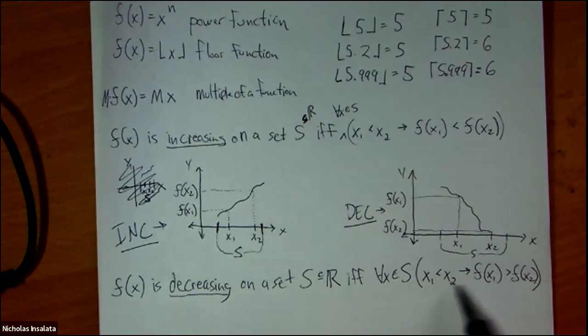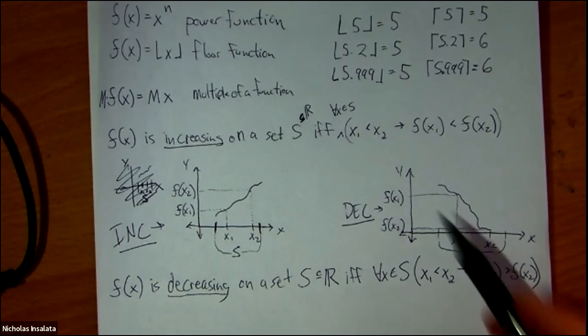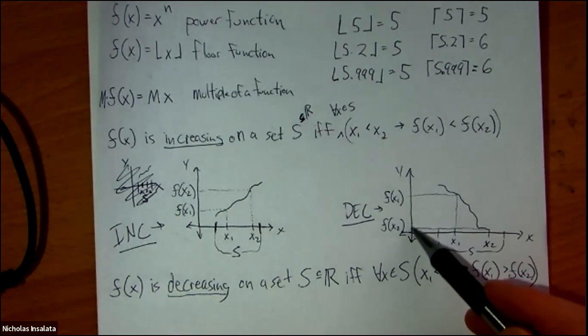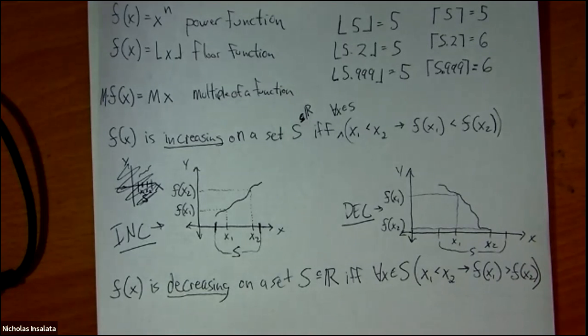And as the x's get bigger, the function of those x's gets smaller, right? Because now the function on x1, which is the item to the left, is going to be bigger than the function of x2, which is the one on the right. Yeah? What do you guys think? Questions?